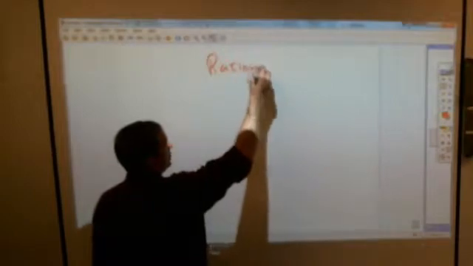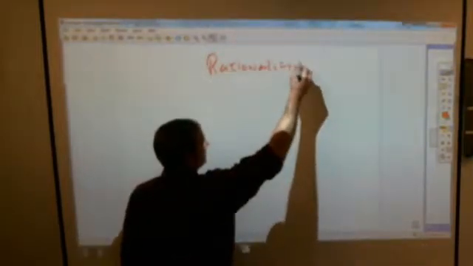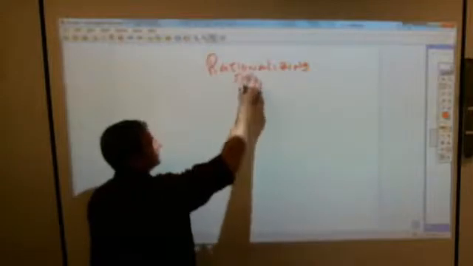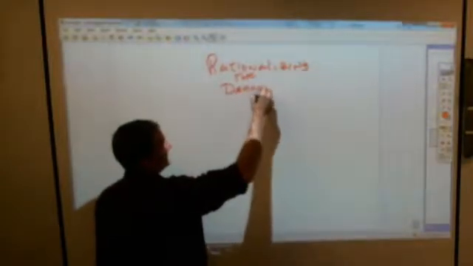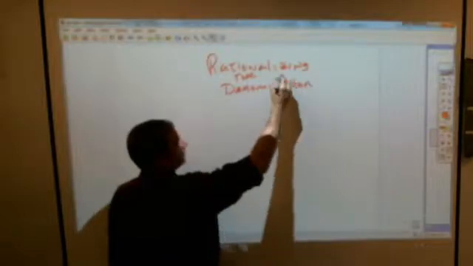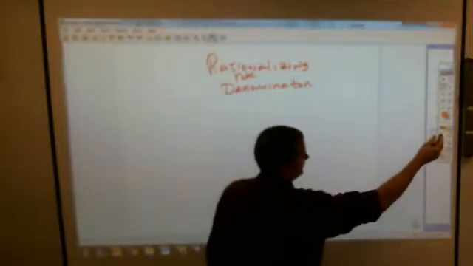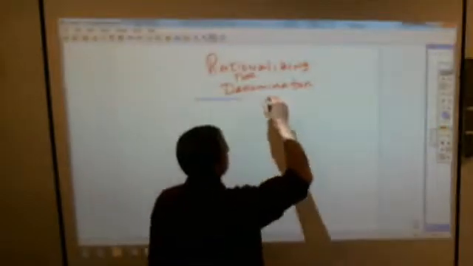Rationalizing the denominator. Let's see how much you can think about this. There's a little bit of logic involved in this mathematical stuff. If the title of this is rationalizing the denominator, what do you suppose is our problem? Our denominator is irrational. Exactly. See how Evelyn picked that up?